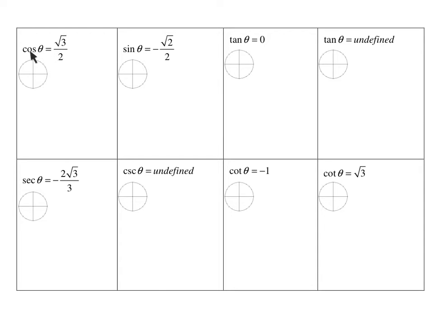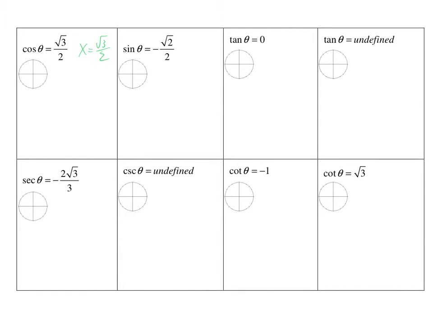So cosine of what angle gets this out of the problem? Now, here's what you want to think about. Cosine, is that x or y? Cosine's x. So it's saying I need an angle where the x value is this. So I'm looking for an angle where the x value equals square root 3 over 2.